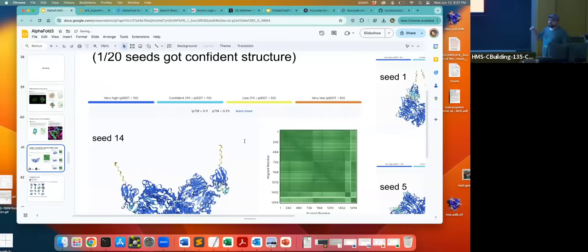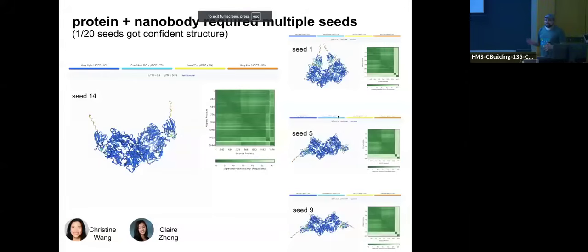There's no coevolution information between the antigen and the antibody, and so you need to do lots of sampling to find the solution. In this case, Claire had to do 20 runs, which is just enough for that day, and there was one seed that happened to work. I suppose she could have stopped at seed 14, but it's a little hard to predict if that will be the case.